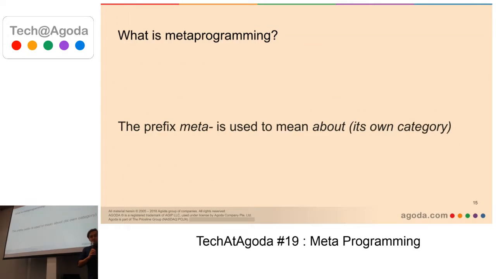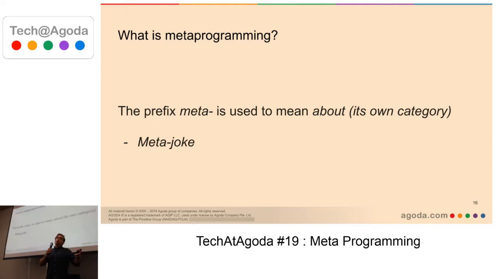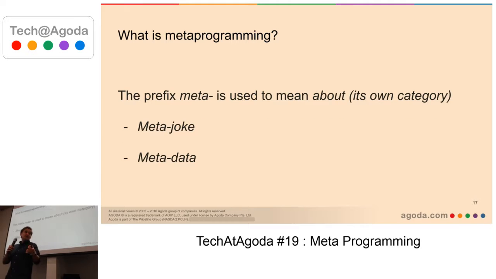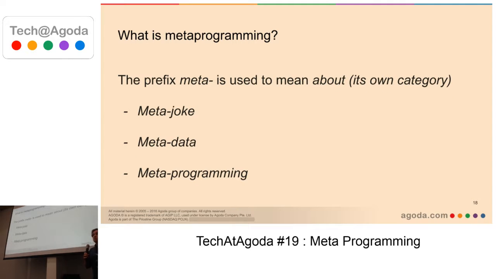So let's explain what is metaprogramming. The prefix meta is used to mean about its own category, right? For example, if you say a joke about another joke, it's a meta joke. If you have data which explains other data, it's metadata. And when you have a program which programs another program, it's a metaprogram. And why the hell would you want a program which programs another program? Doesn't make sense, right? You want a program which programs a database, which programs a server.